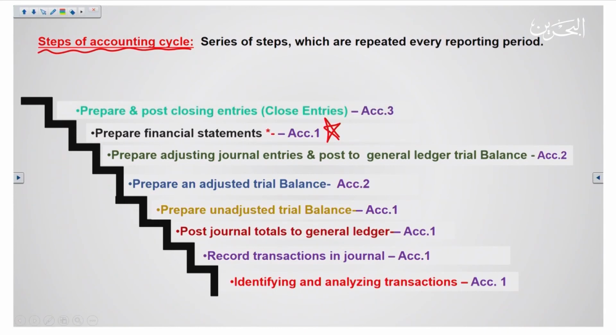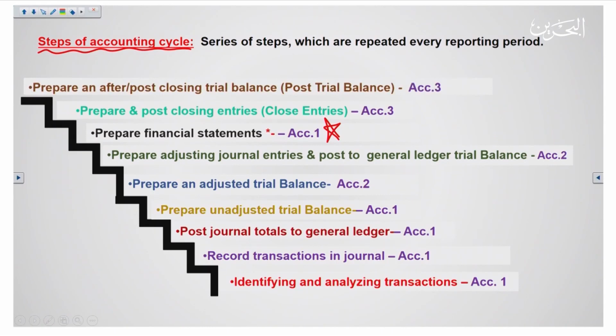Prepare and post closing entries in Accounting 3. Prepare the post-closing trial balance in Accounting 3.